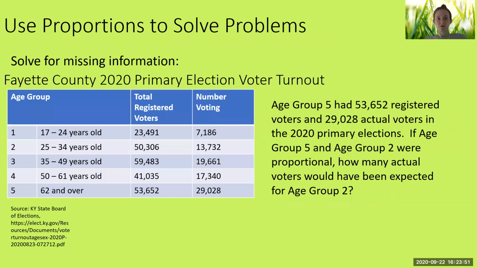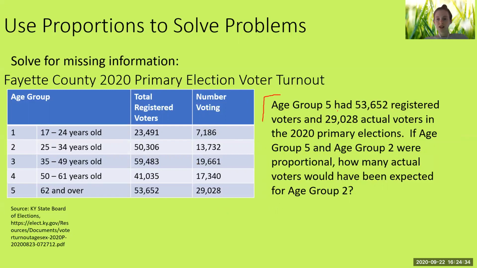The next type of proportion problem we might encounter is where we are using proportions to solve for missing information. And this type of proportion problem is much more common on the GED test because it's what proportions are most useful for. So we're going to see how we solve for missing information here. And we're going to use the same data that we saw before. We're going to be using this information about voter turnout in the 2020 primary elections. So we have the same table here. Let's take a look at the question.